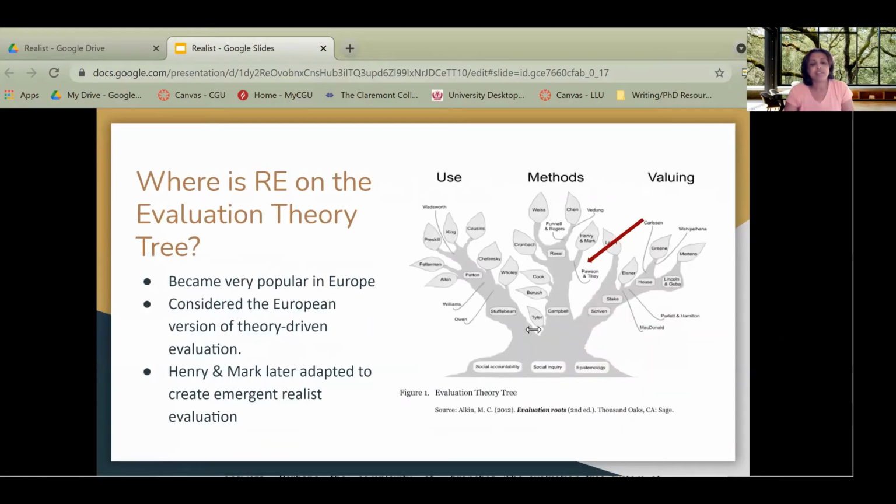In this updated 2012 evaluation theory tree that incorporates North American, European, and Australian theorists, we're able to see where realist evaluation sits on the theory tree. You find Pawson and Tilley, as expected, squarely on the methods branch. This approach became very popular in Europe as evaluation expanded into various policy domains, in particular health policy, and is considered the European version of theory-driven evaluation. And it was further adopted in the US by Henry and Mark into the emergent realist evaluation approach.